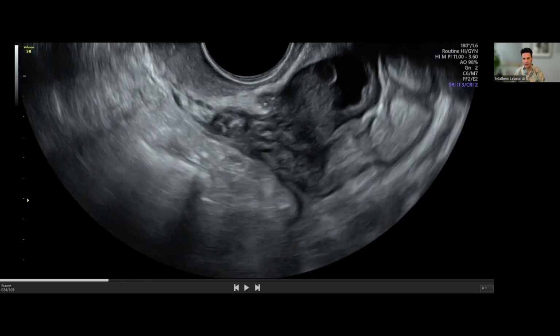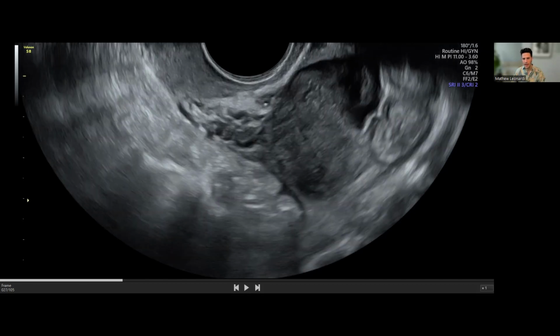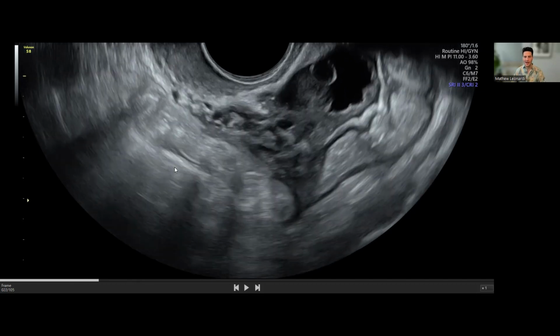As we scan through that, you can see this hypoechoic area. There are a few little hyperechoic foci as well within that area. But I didn't get distracted. I stayed on the bowel, finished the bowel before moving on. So let's see what I moved on to next.